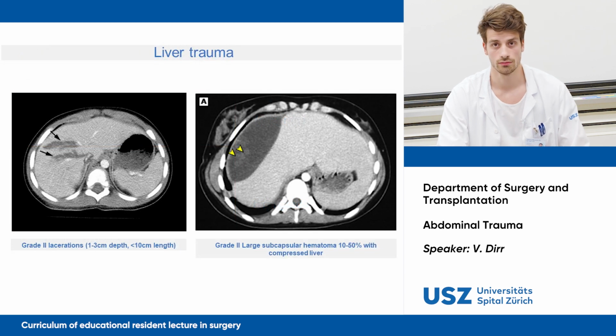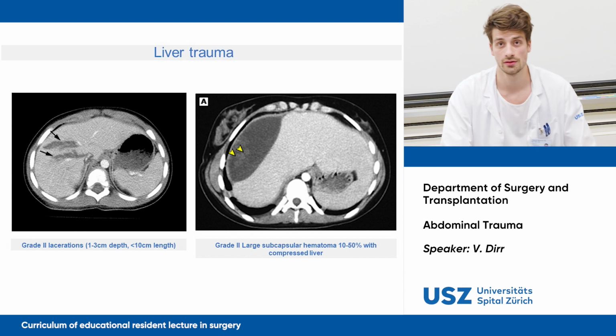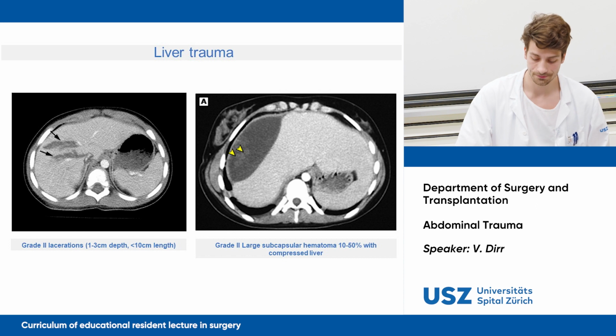I brought you some typical CT scans in case of liver trauma. On the left picture, you can see a laceration, which is around 2 to 3 centimeters, indicated by a black arrow. And on the right, you can see a subcapsular hematoma involving 50% or below 50% of the liver. These are both grade 2 injuries.